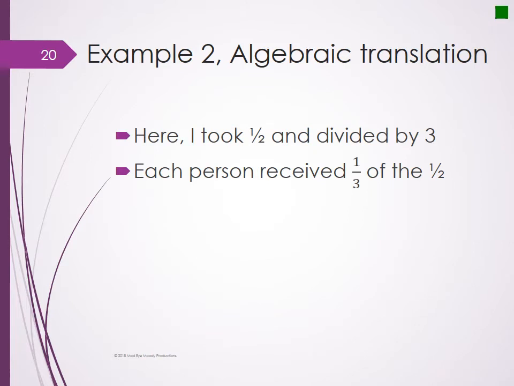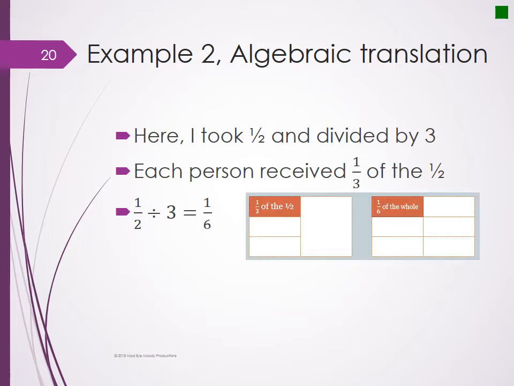Let's talk about translating this into mathematical terms, which we call the algebraic translation. So here I took a half and divided it by 3. So I divided it into 3 pieces, or into 3 groups. Each person received 1 of the 3 of those pieces, so 1/3 of that half. So I did 1/2 divided by 3, and I know that that's 1/6 of the total. So 1/2 divided by 3, one of those new pieces is 1/6 of the whole cake. So I did 1/3 of the half, which is 1/6 of the whole.